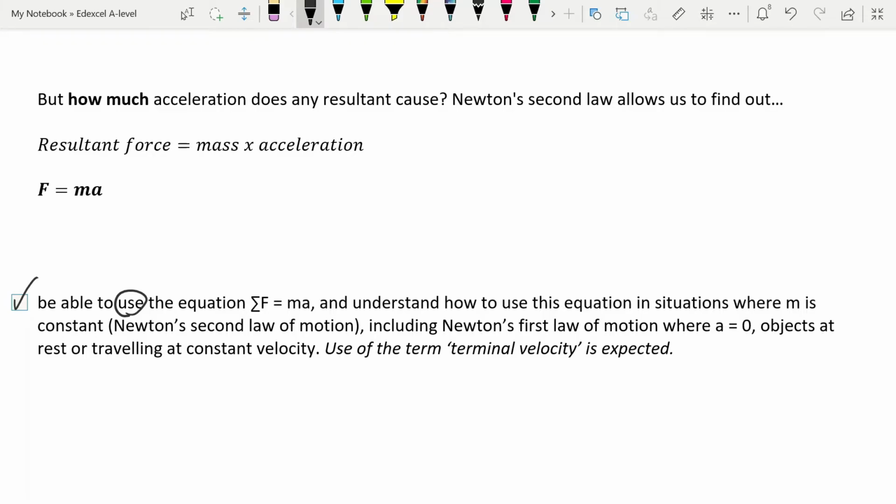And it says including Newton's first law where there is no acceleration. So we have already covered that. Now, it does add in italics use of the term terminal velocity is expected. And we would use this when we reach a point of zero acceleration, because the forces on an object will change. And so we say that an object has reached terminal velocity when its velocity becomes constant, because the forces have become equal when they're in opposite directions on an object.